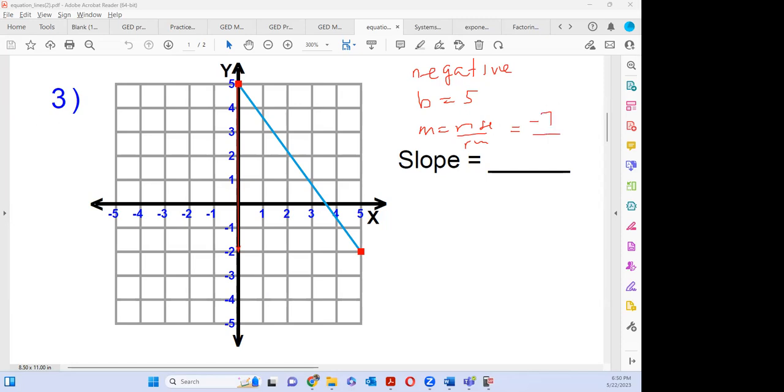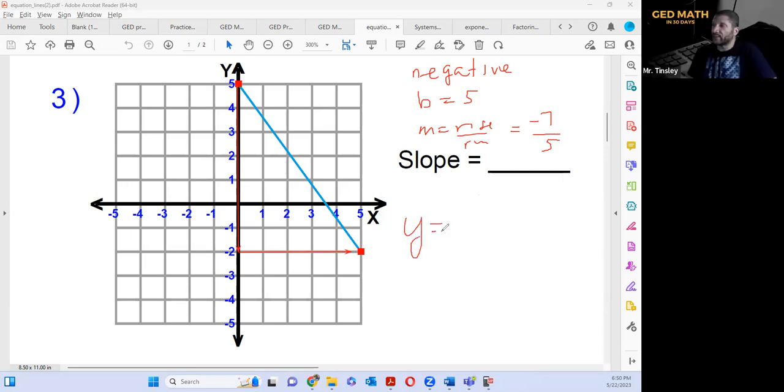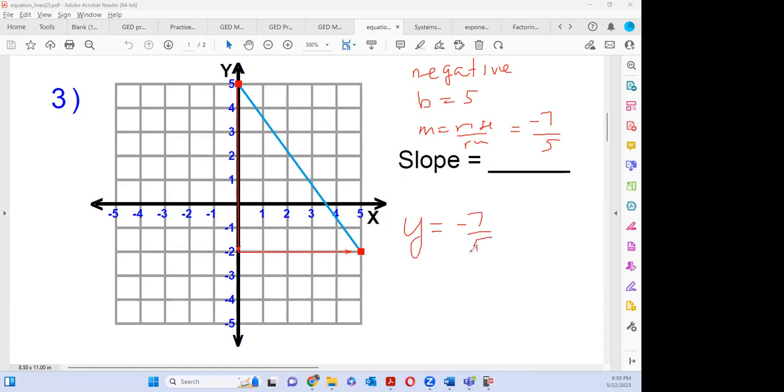And I have to find my run. What direction am I going now? You're going over, to your right. Count with me. 5. Okay. So my slope of this line is what? -7/5. So what's my equation of this line? y equals -7/5 plus 5.